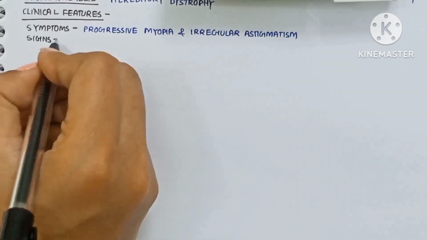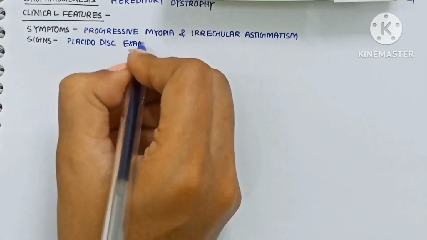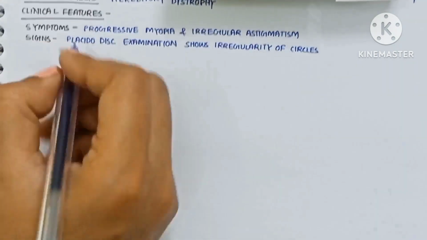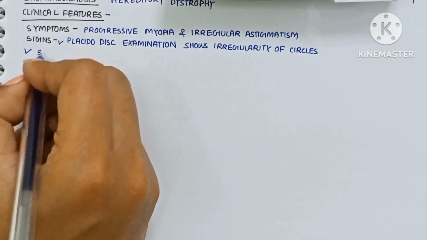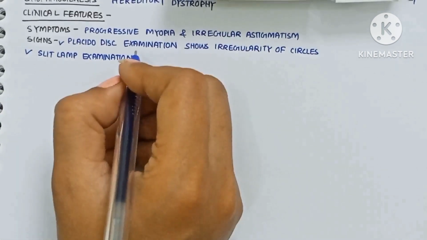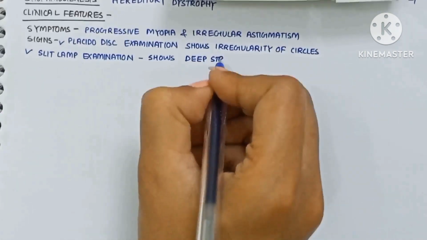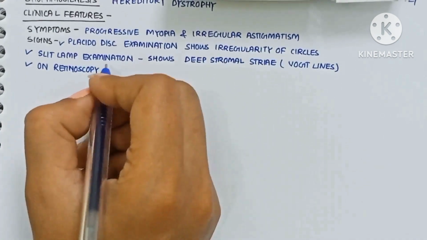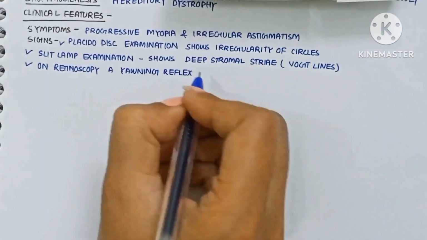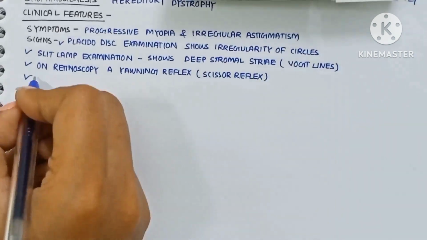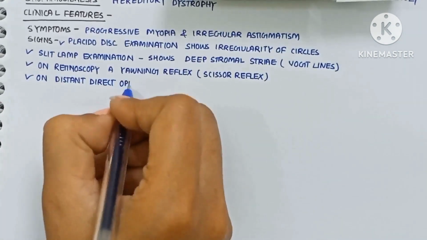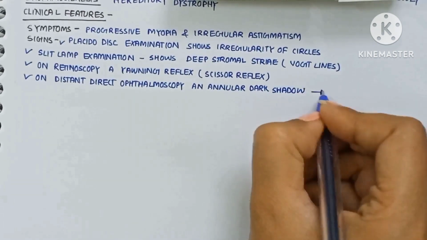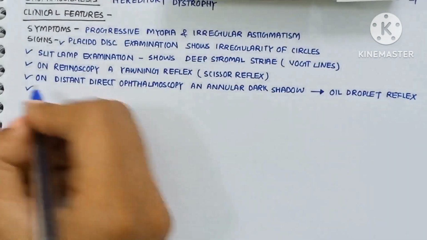The signs include: Placido disc examination shows irregularity of the circles, as shown in this picture. Slit lamp examination shows deep stromal striae, Vogt's lines. On retinoscopy, a yawning reflex is seen, which is known as the scissor reflex. On distant direct ophthalmoscopy, an annular dark shadow is seen, which is known as the oil droplet reflex.